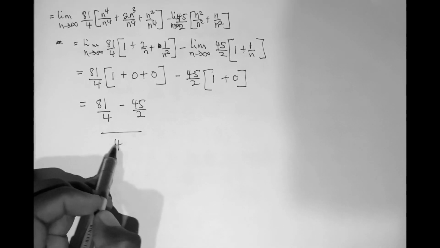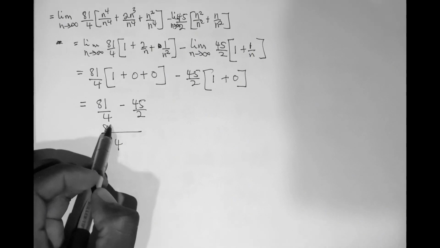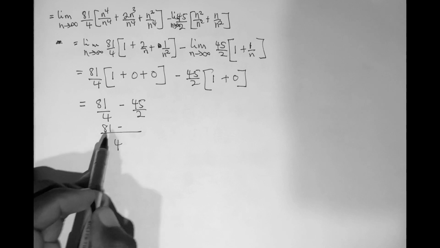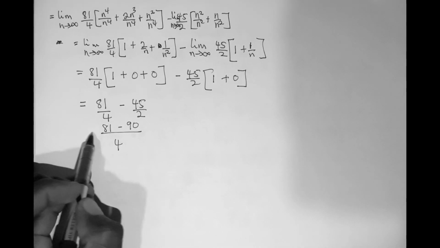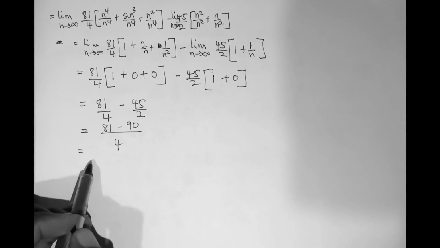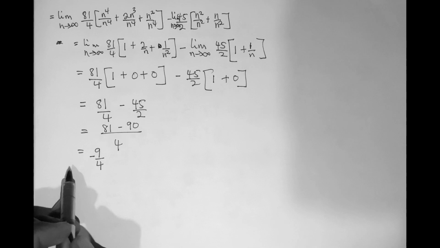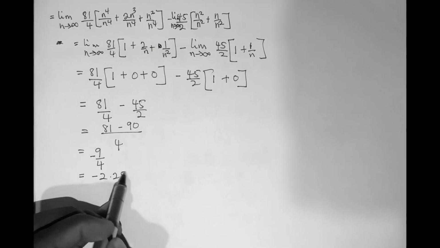So here the LCM is 4. So 4 divided by 4 is 1. 1 times 81 is 81, minus 4 divided by 2 is 2, 2 times 45 is 90. So 81 minus 90 is minus 9, divided by 4. And minus 9 divided by 4 is minus 2.25.